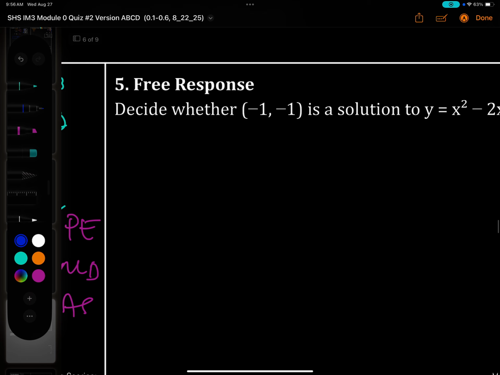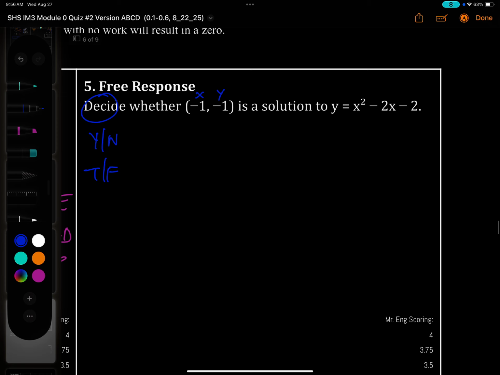Number 5, decide. So decide is yes or no, true or false, whether x equals -1 and y equals -1 is a solution. So we're going to actually just put those in there. X is -1. And then the y value will be -1 as well. So let's go ahead and just put those in.